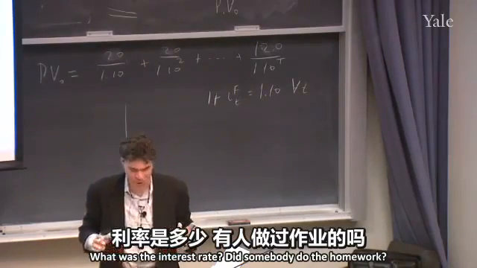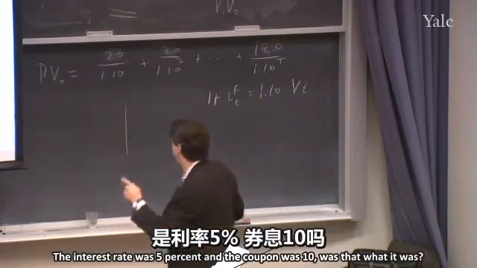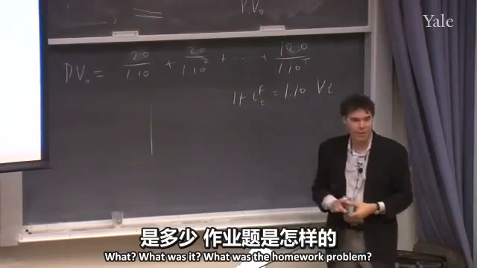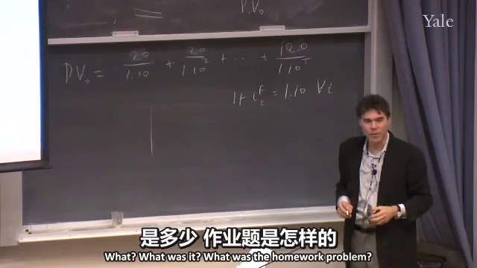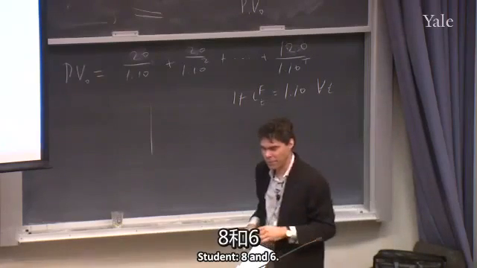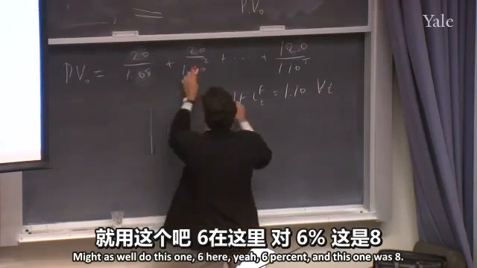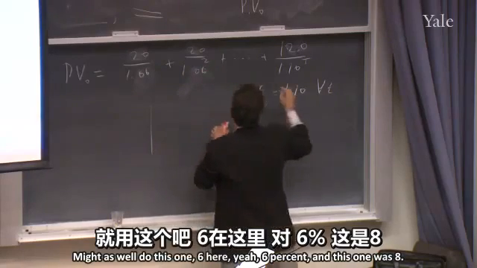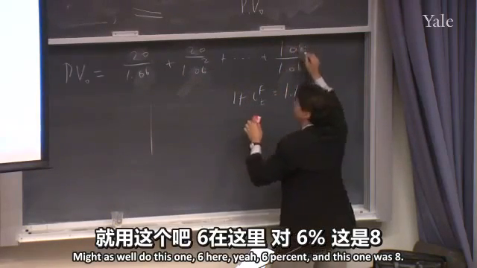Did somebody do the homework? I did assign a homework on a premium bond, right? Where the interest rate was 5% and the coupon was 10? Was that what it was? What was the homework problem? 8 and 6. Okay, so this was 8%. Might as well do this one. 6% here, yeah, 6%. And this one was 8.